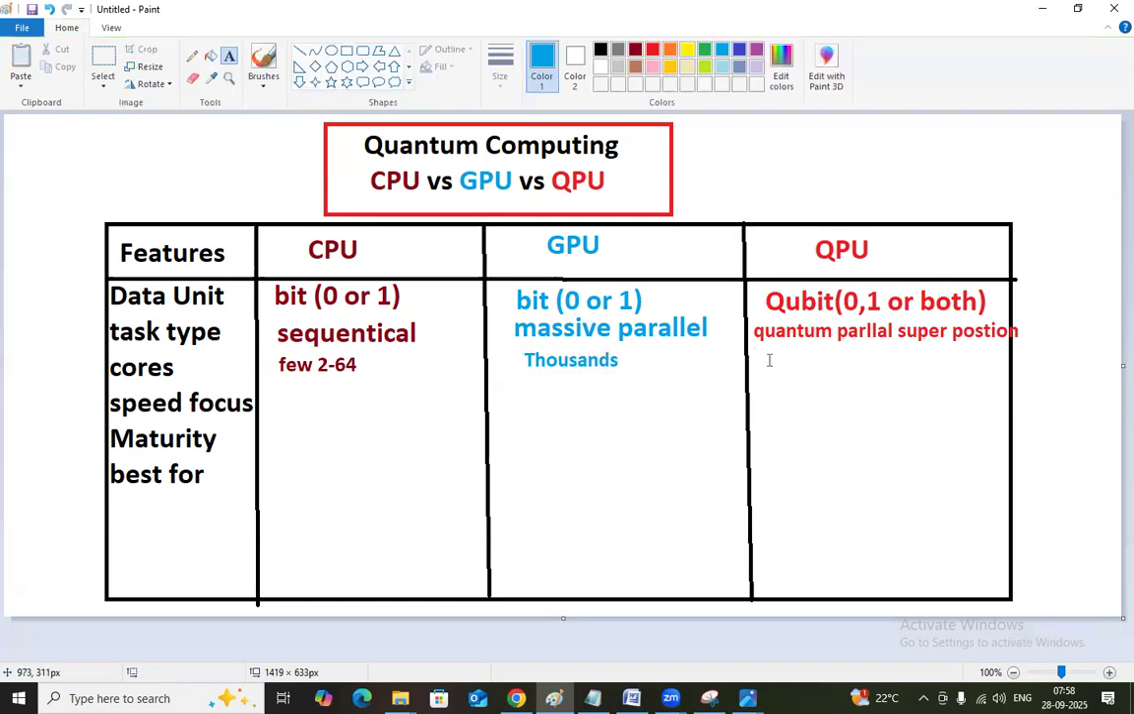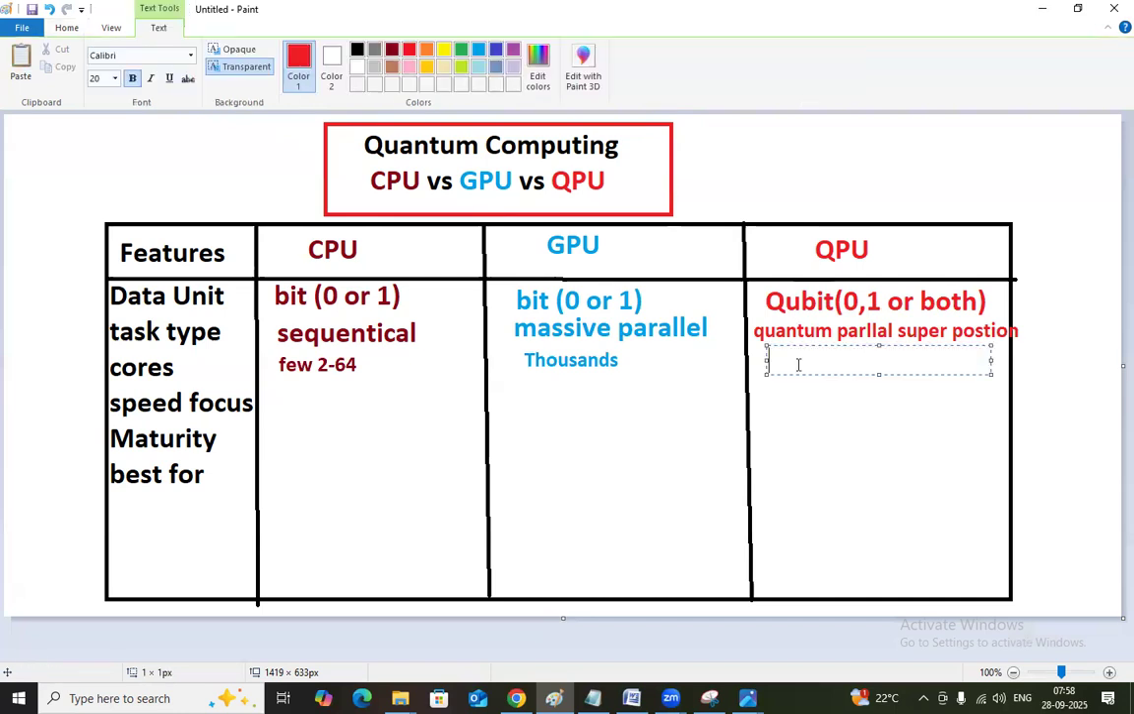Then quantum. Imagine quantum qubits: lakhs or millions of qubits. Not thousands of cores, not a single digit or two-digit cores. Quantum is going to have lakhs or millions of qubits. Exactly.